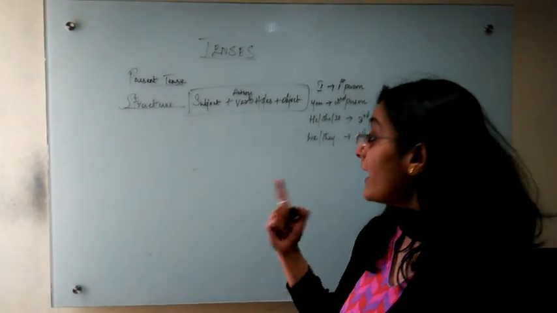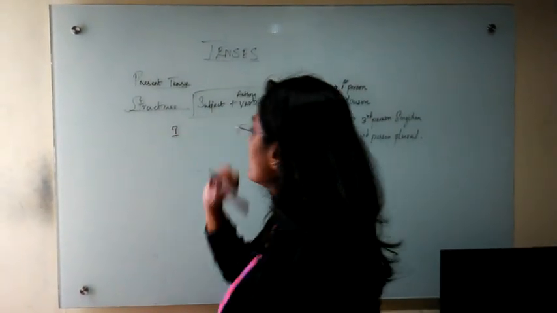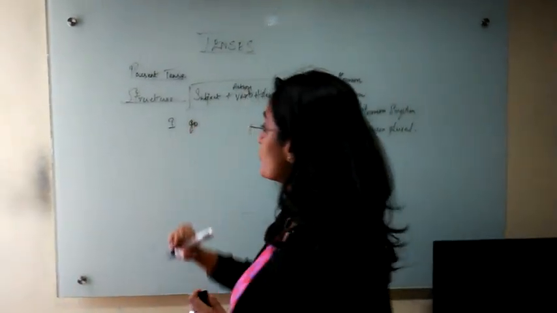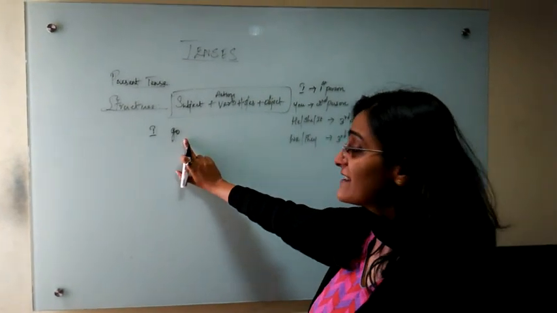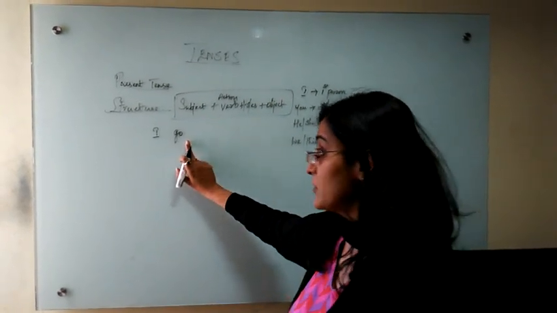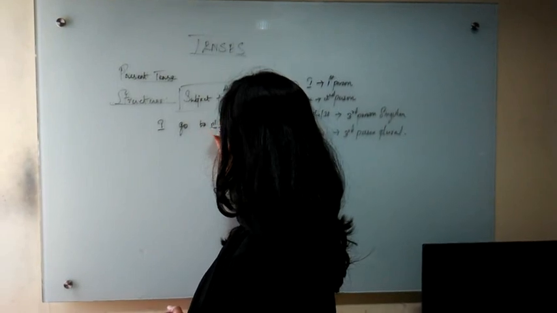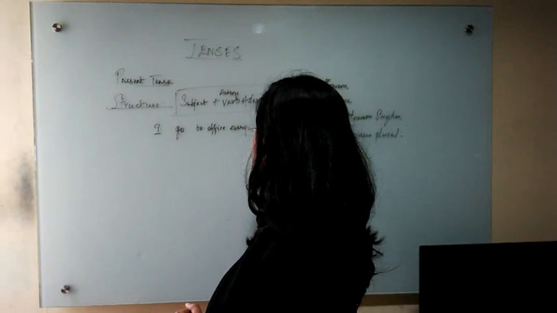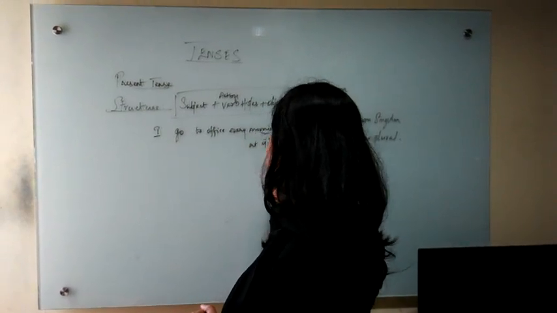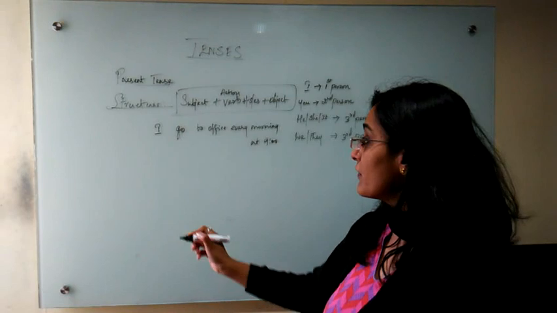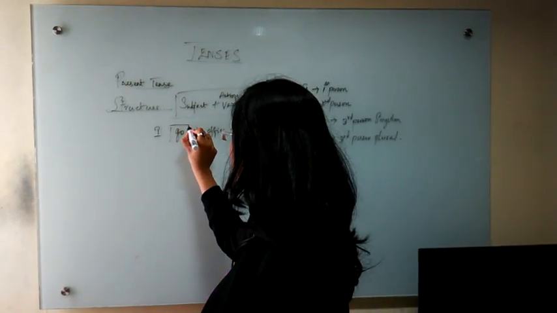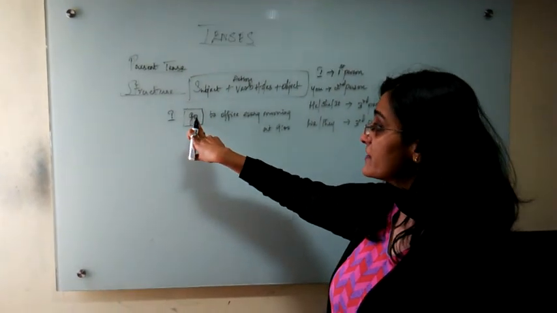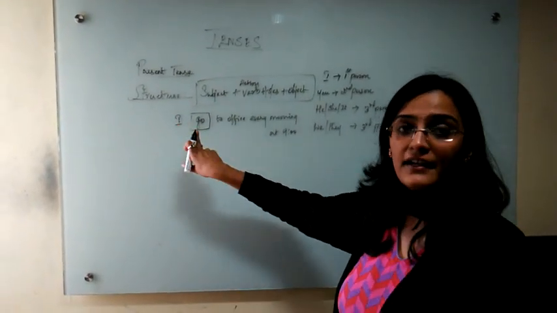Now when I say I, there's always a rule. You will not say I goes. You will always say I go. That's the rule. Whenever you use the first person, it's always without an S or an ES on the action verb. I go to office every morning at 9. So go is your verb. You're not adding S or ES because I is the first person and you should not add.